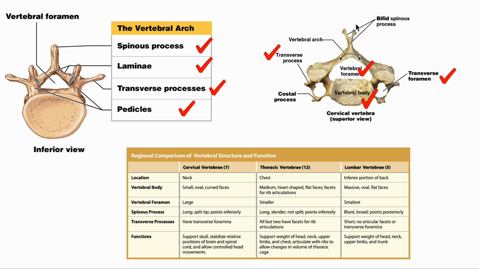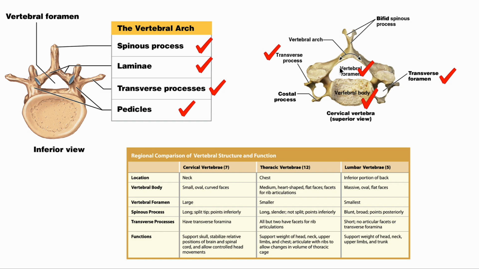But right here, we have a bifid spinous process, the 2 little ends, that is unique to the cervical region. And we also have the transverse foramen. Those are also only visible on the cervical vertebrae. And the vertebral body is quite small. So that's another way that you can recognize it.